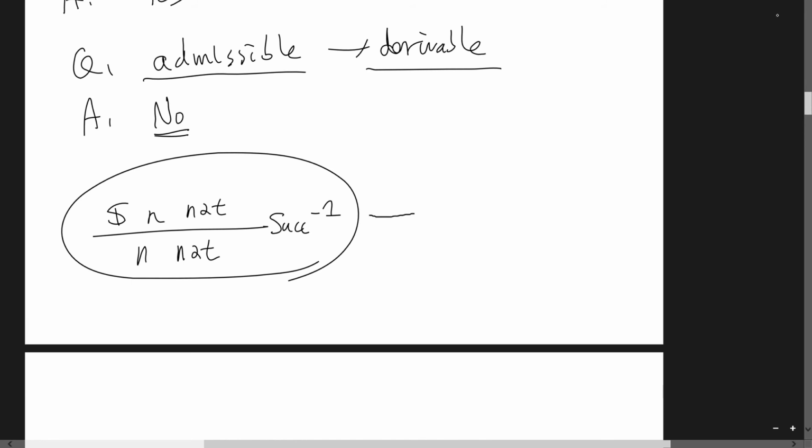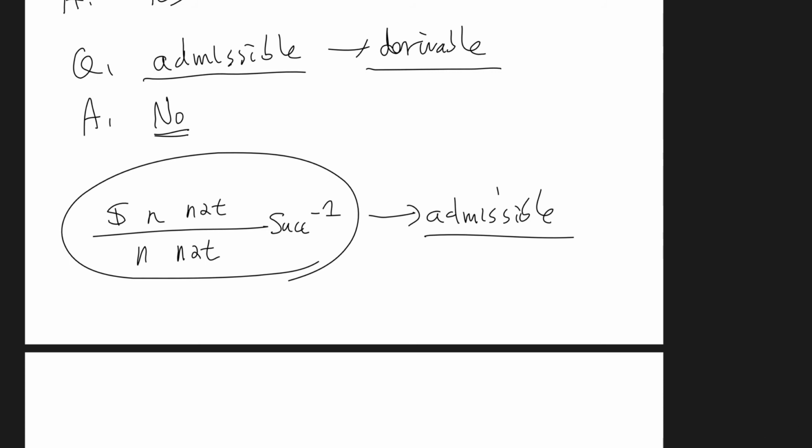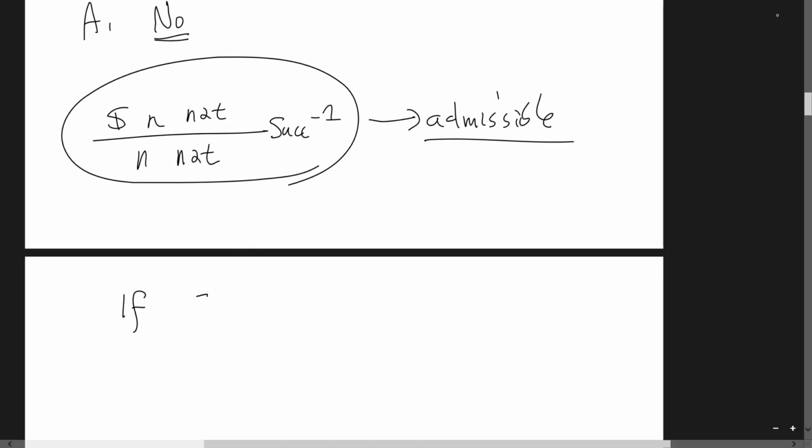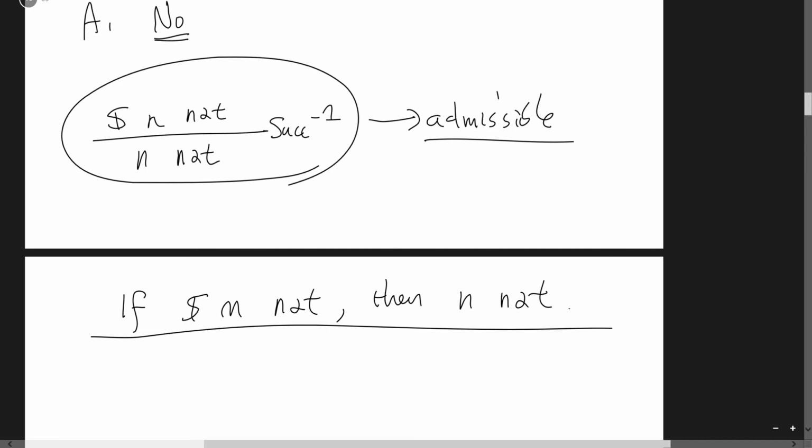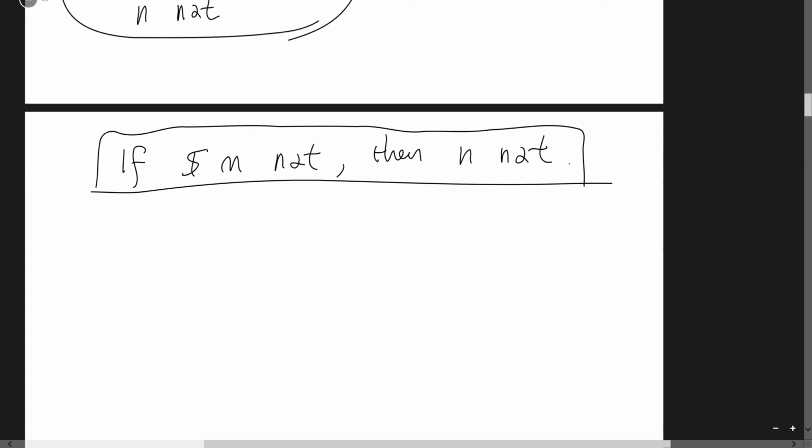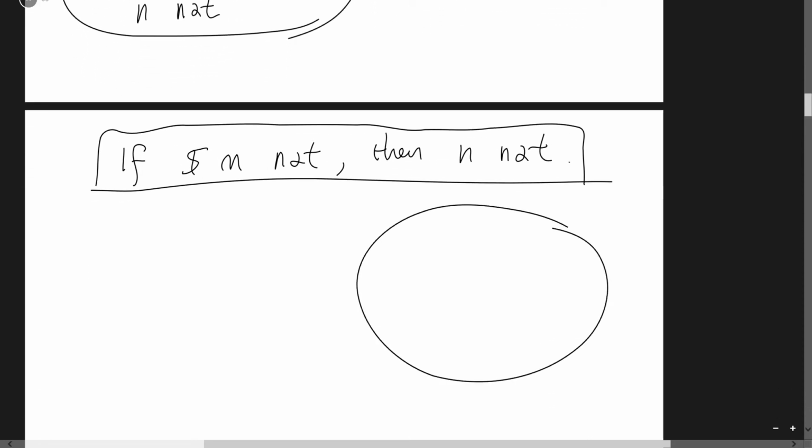Let's first show that this is admissible. Remember that there is no formal definition of admissible. This inference rule is going to be admissible if we can somehow show that if successor n nat holds, then n nat holds. That's all. It's up to you how to prove this statement. And why is it that this statement makes sense? Let me draw the original system. So we have 0 is nat, this is the 0 rule, and we have n nat leads to successor n nat. This is the successor rule.